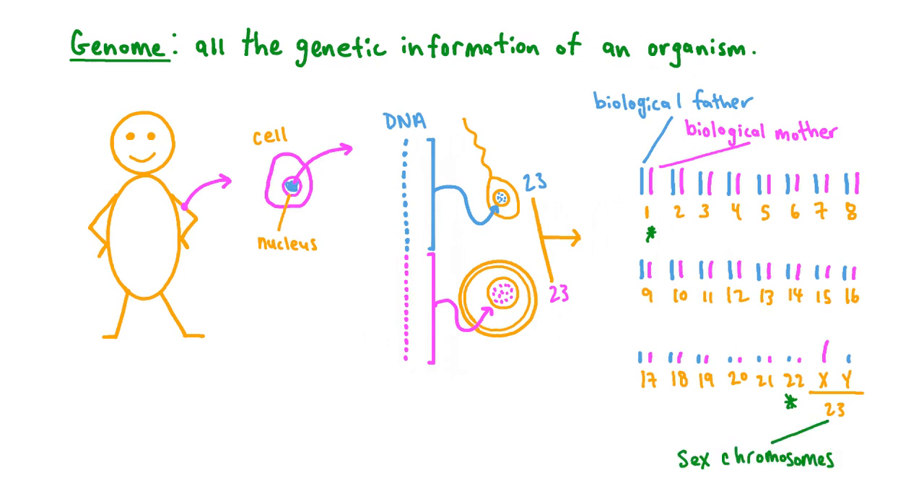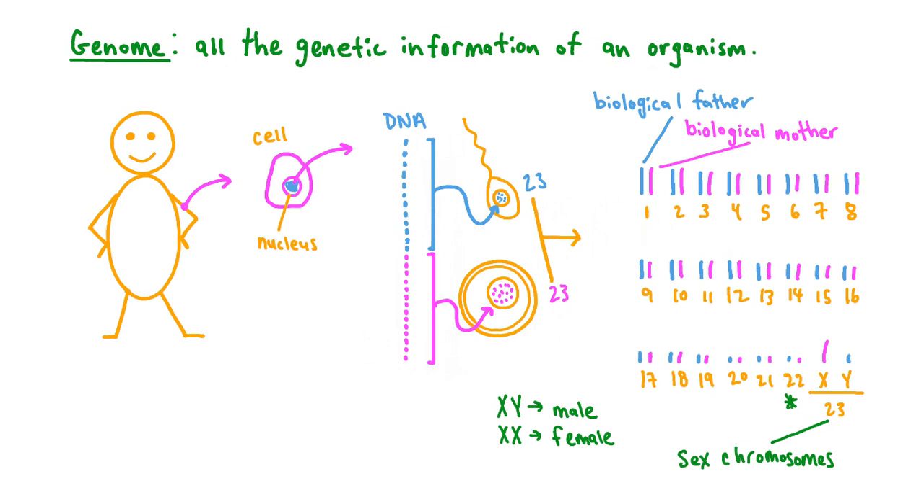The 23rd pair of chromosomes are called the sex chromosomes because they determine our biological sex. Having a single copy of both X and Y chromosomes makes a biological male, while having 2 copies of the X chromosome makes a biological female.